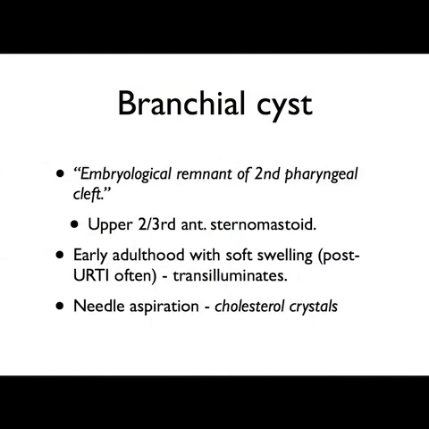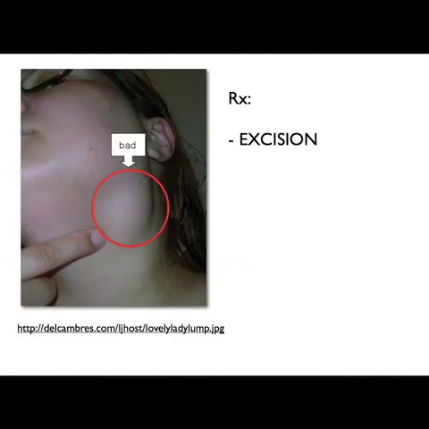Okay, anyway, it's found in the upper two-thirds of the anterior sternomastoid, and usually presents in early adulthood with a soft swelling, which transilluminates. It can often be found after an upper respiratory tract infection. Investigating, the most important thing is a needle aspiration, which will show cholesterol crystals inside the cyst. And treatment, once again, is excision.